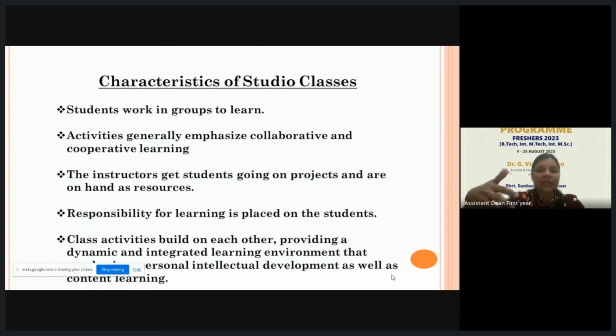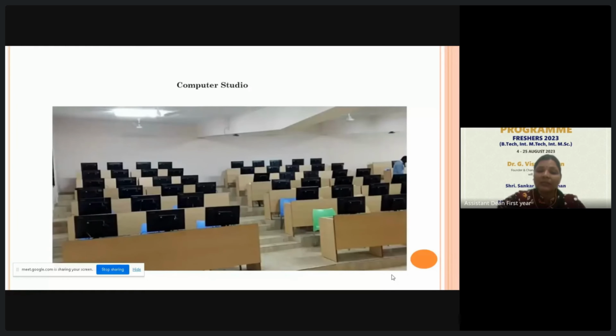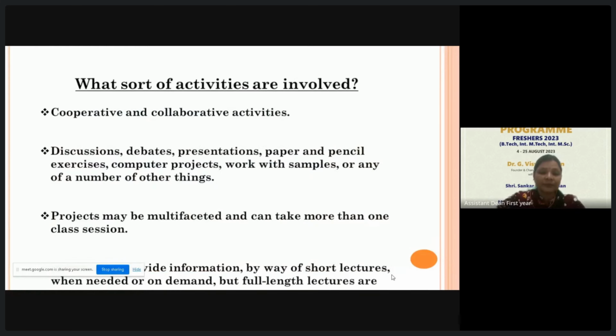It provides a dynamic and integrated learning environment that improves personal intellectual development as well as content learning. Because if you are presenting something, if you are standing in front of the class and delivering on a topic, obviously it will help you to develop your personality as well. This is the computer studio of VIT Bhopal.